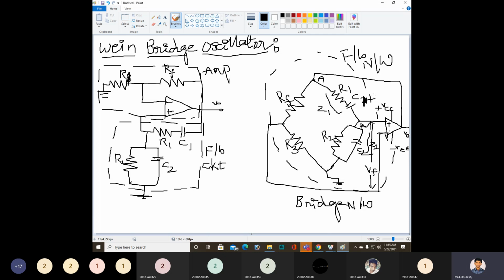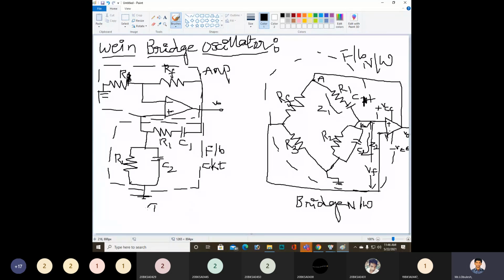First we need to see the Wien bridge circuit which is connected between the amplifier input and output terminal. Here we have the feedback network, which is called lead lag. First you need to see the first diagram. This one, the first one.